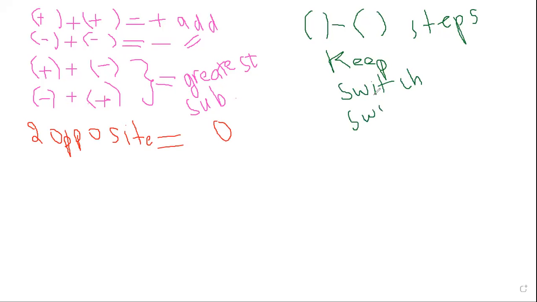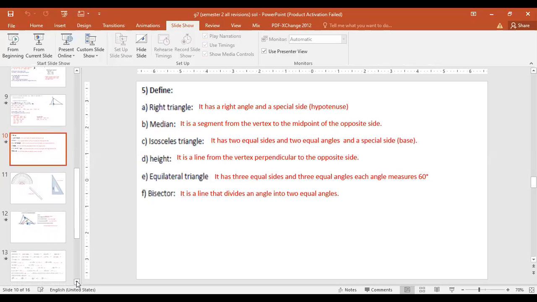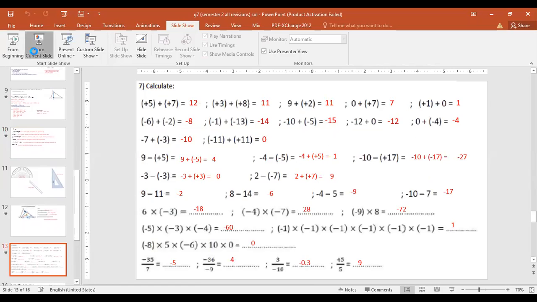After doing this, we will be back to the rules of addition of signed numbers. So after doing these steps, we will be back to these rules. We will be applying again these rules. So these are the rules of addition. These are the steps of subtraction of signed numbers. Please don't forget these rules. These rules are very important. Now we will be applying these rules here. So let's apply these rules in exercise number 7.